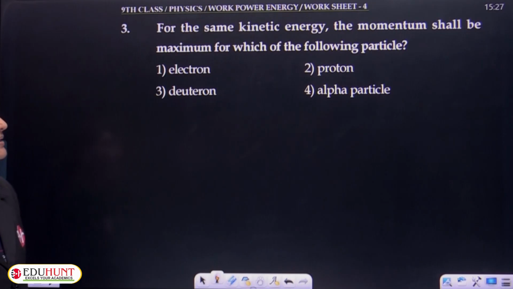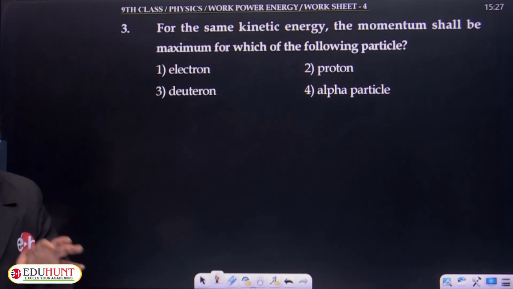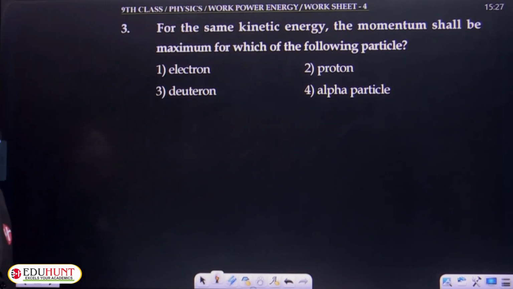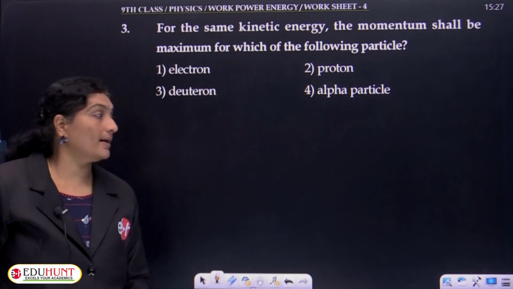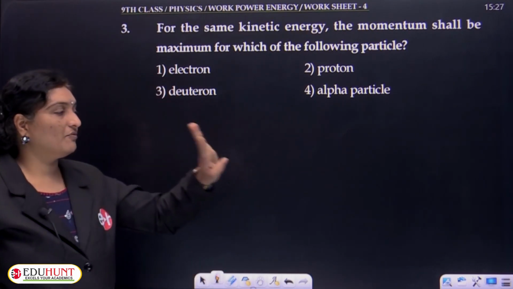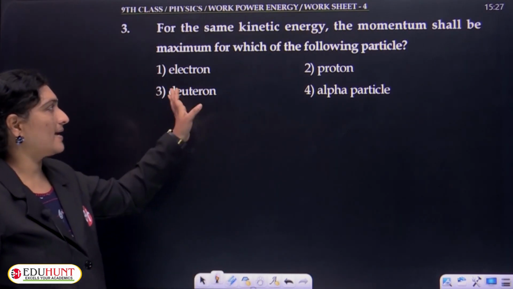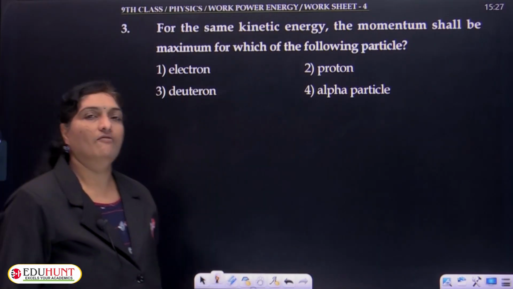For the same kinetic energy is constant, the momentum shall be maximum for which of the following particles? So this is again a different concept, children. You are given four particles: electron, proton, deuterium and alpha particle.